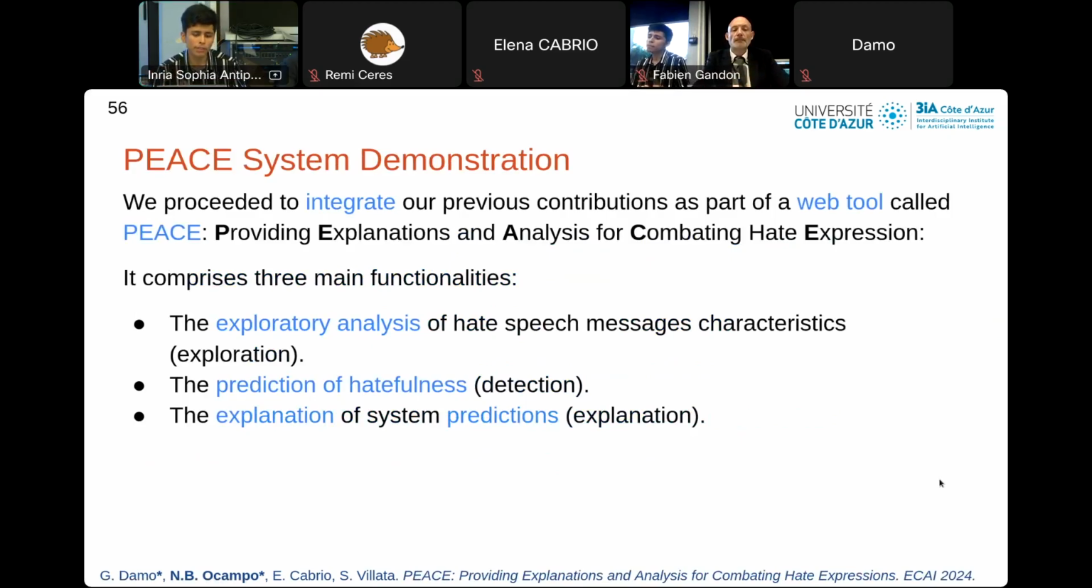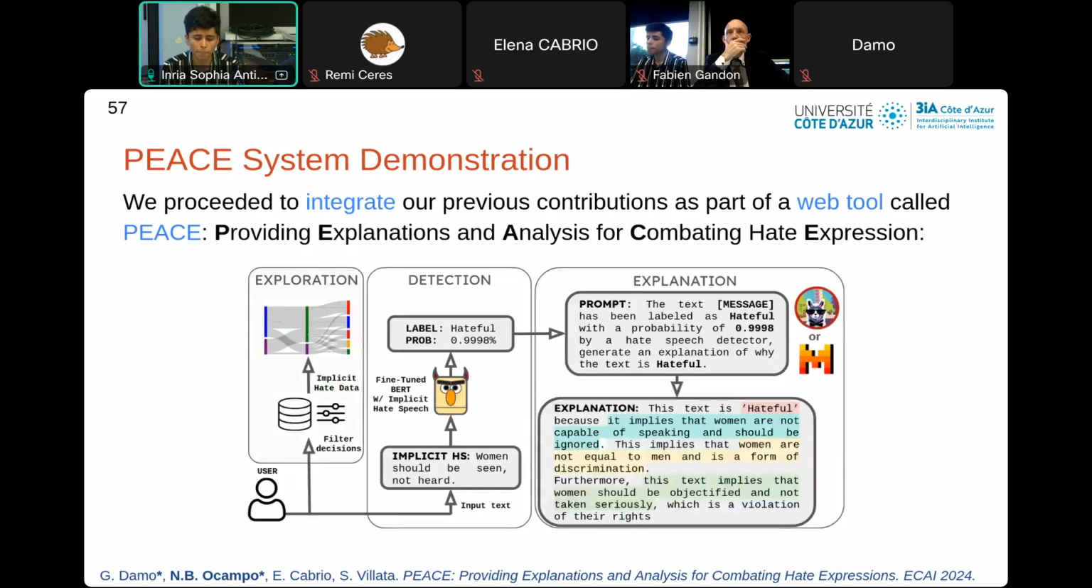And then we proceeded to integrate our previous contributions as part of a web tool called PEACE, providing explanations and analysis for combating hate expressions. It comprises three main functionalities: the exploratory analysis of hate speech message characteristics, the prediction of hatefulness, and the explanation of system predictions. So the pipeline works as follows.